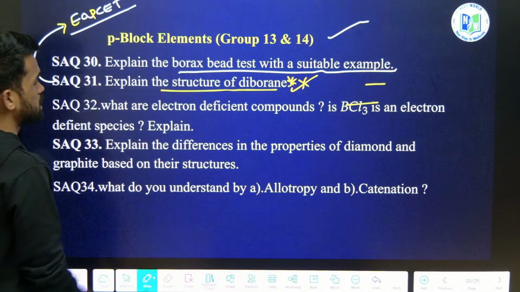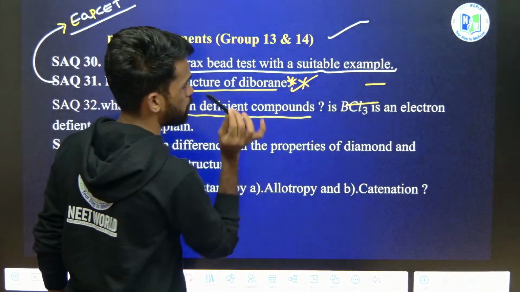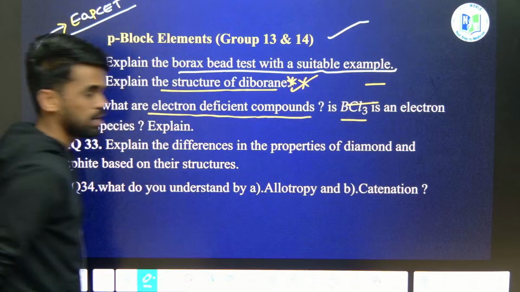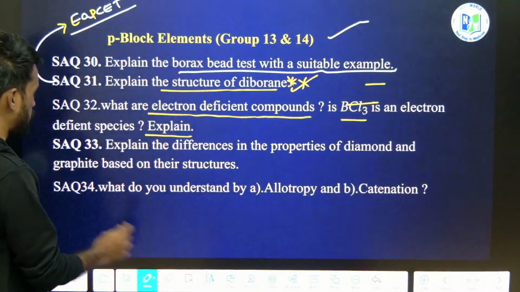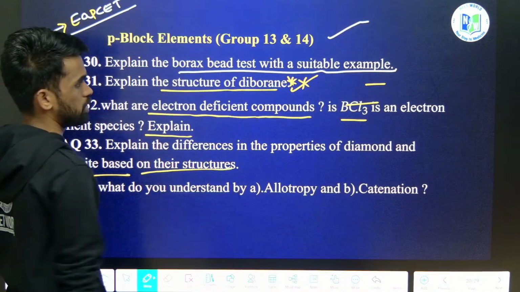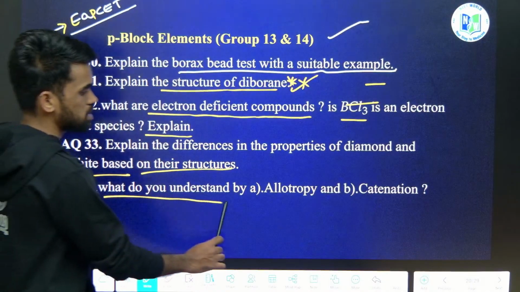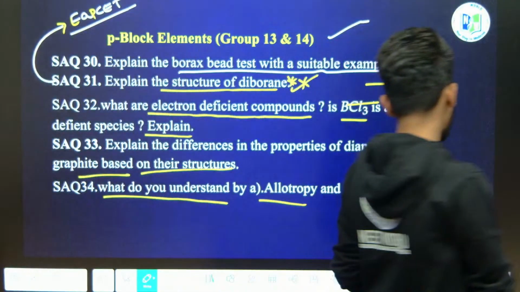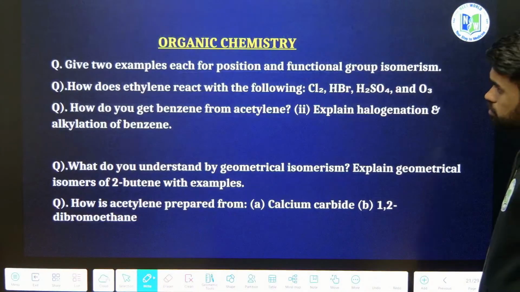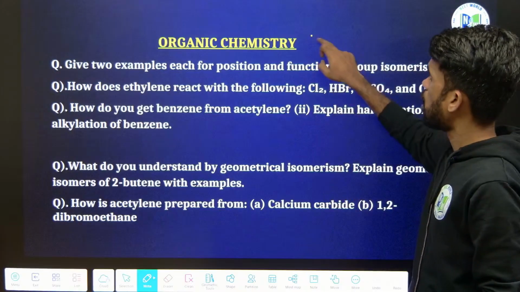And the next, what are electron deficient compounds? Like BCl3 is an example of an electron deficient compound. We just need to explain how it is. Then the difference in the properties of diamond and graphite based on their structure we need to write. And the next, what do you understand by allotropy and catenation? These are the questions from p-block. And these are the questions from organic chemistry.